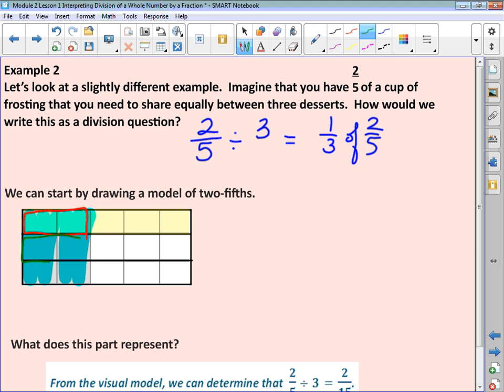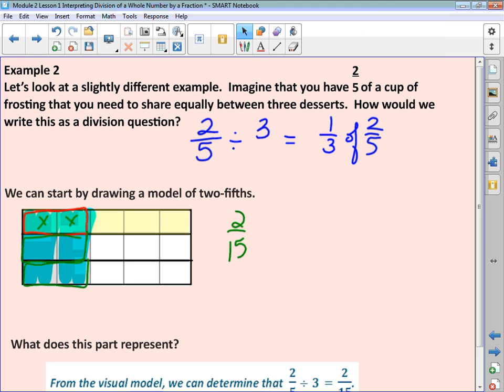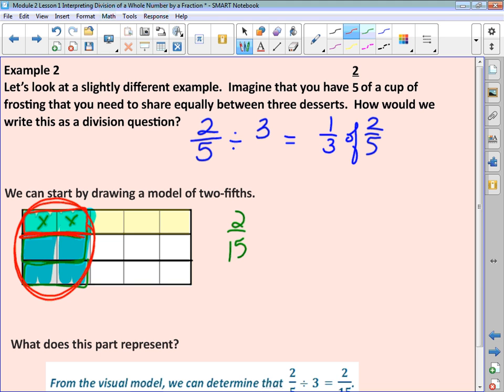Here's another third. I only need 1/3. How many boxes are there in that 1/3 of the 2/5? There's 2. But how many boxes total are in that diagram? In the whole diagram, there's 15. So when I took my 2, right here, 2/5, separated it into thirds, that gave me 2 out of 15.